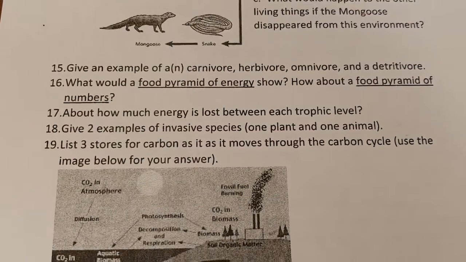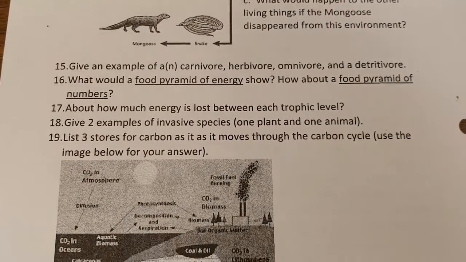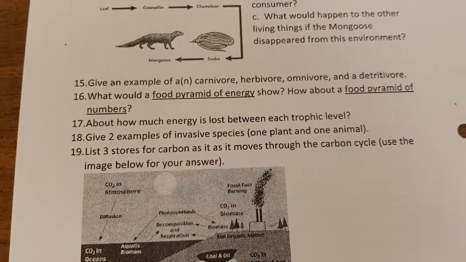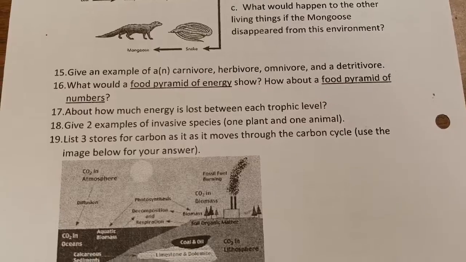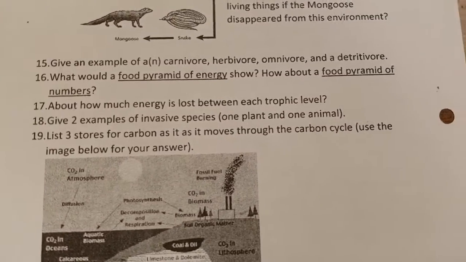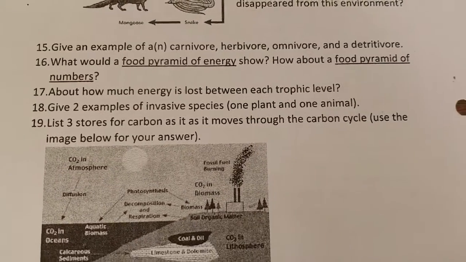Number 17, how about how much energy is lost between each trophic level? You probably know this. It's 90% is lost. So that means that only 10% passes along to the next level.